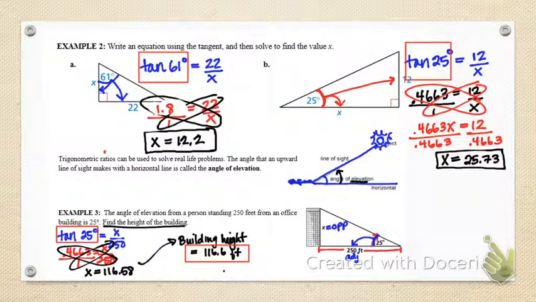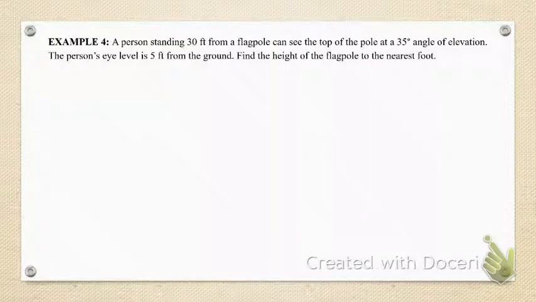All right, so that's how we use the tangent and the tangent ratio to solve for unknown values in triangles and then apply the idea of a triangle to a real-world situation. All right, let's try this one.